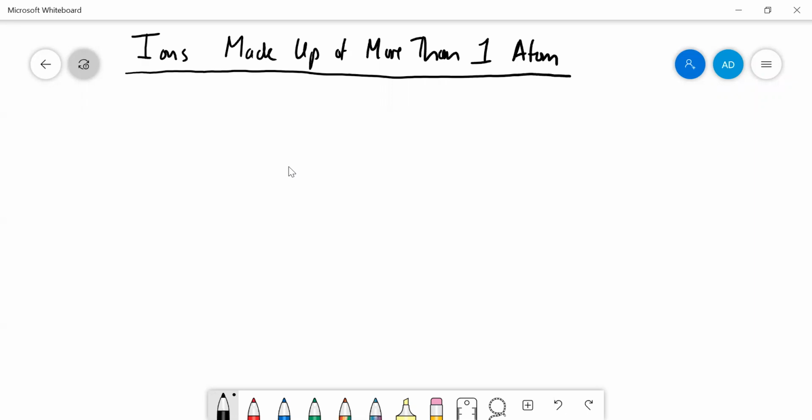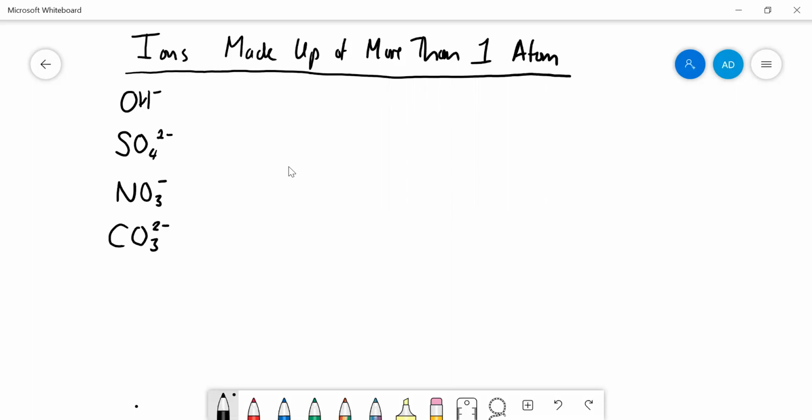Okay, today we're going to talk about ions that are made up of more than one atom. And I know at GCSE these often cause confusion. Probably if you're doing A-level chemistry, then you probably weren't confused by them, but a lot of people do get confused by them. So what do I mean? I mean things like OH minus, sulfate ion, SO4 2 minus, nitrate ion, NO3 1 minus, and let's also have the carbonate ion.